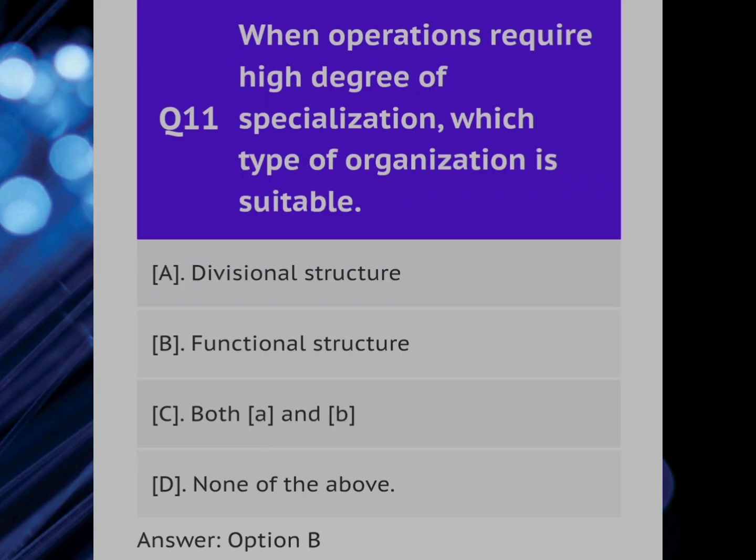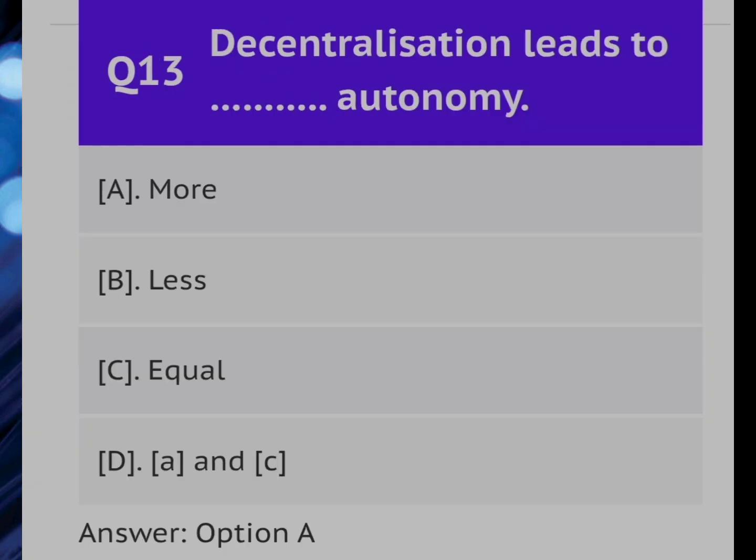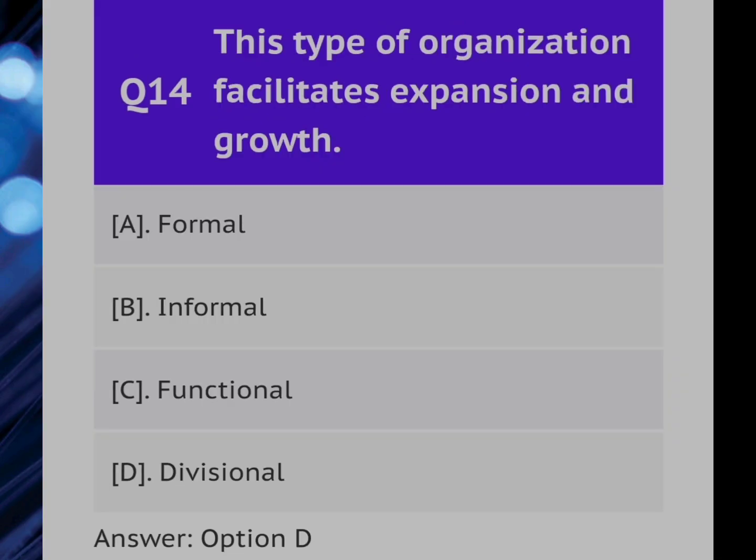When operations require high degree of specialization, which type of organization is suitable? Answer B. Functional structure. Which type of structure is costly? Answer D. Both A and B. Decentralization leads to dash autonomy. Answer A. More. This type of organization facilitates expansion and growth. Answer D. Divisional.